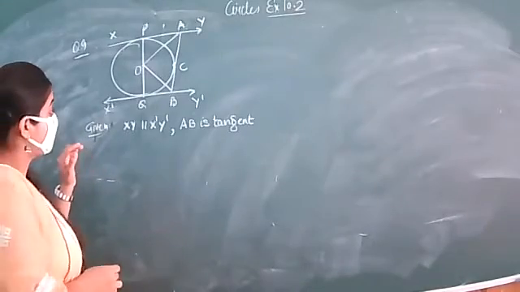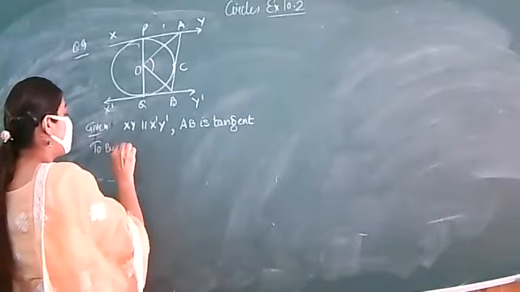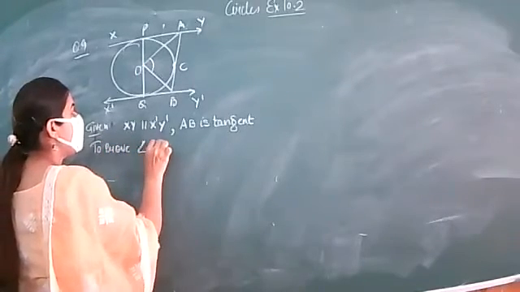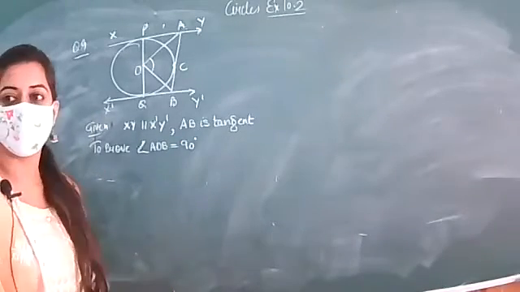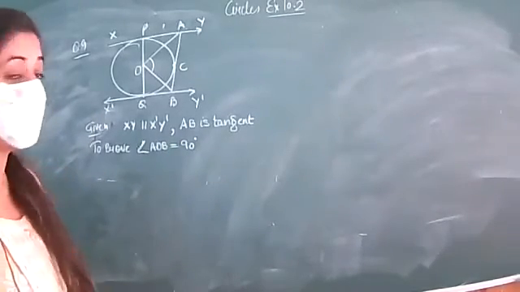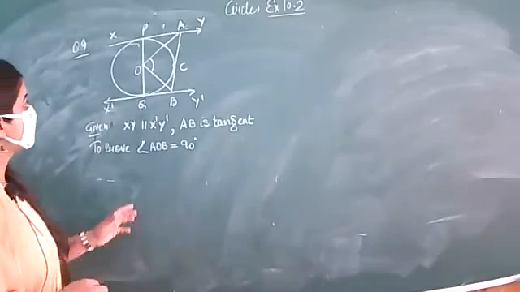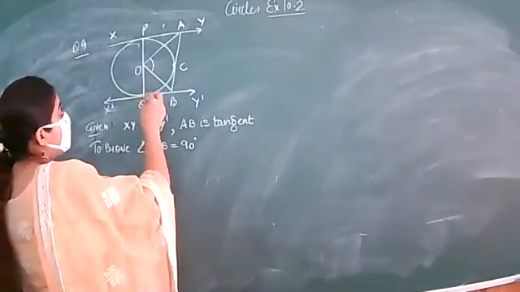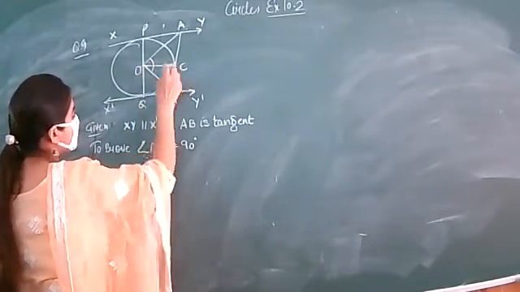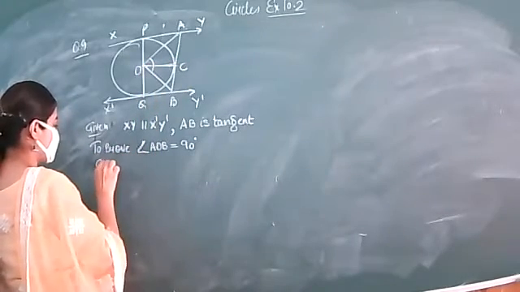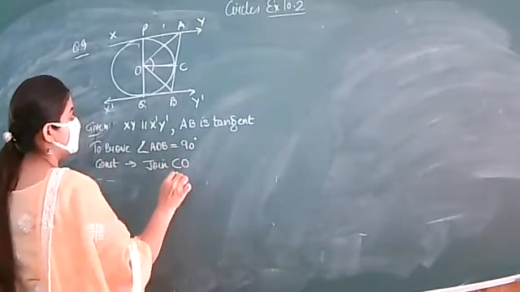What we want to prove here is that angle AOB is 90 degrees. So for this, firstly, join OC, because it is a radius, so we can join this. In construction, you will write: join OC.